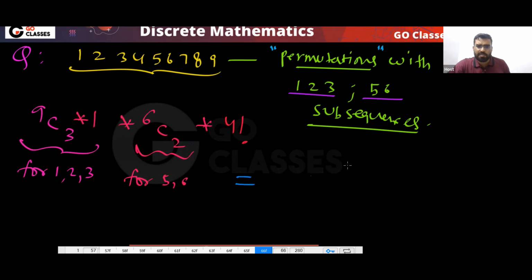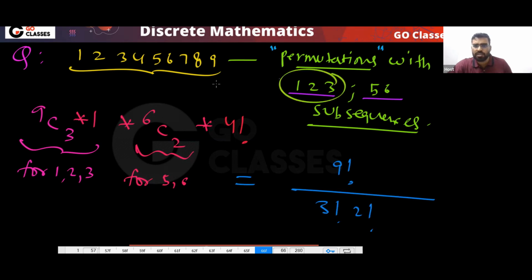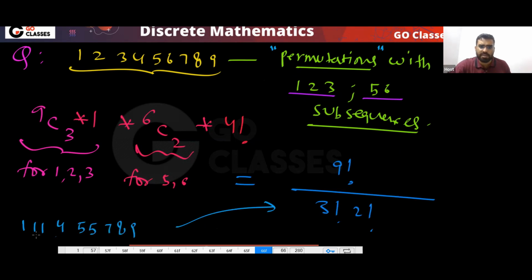And this is the same as 9 factorial divided by 3 factorial, 2 factorial, because you can consider them as 1, 1, 1. From where this answer is coming, you can consider 1, 1, 1, then 4, then 5, 5, then 7, 8, 9. Like this you can consider.